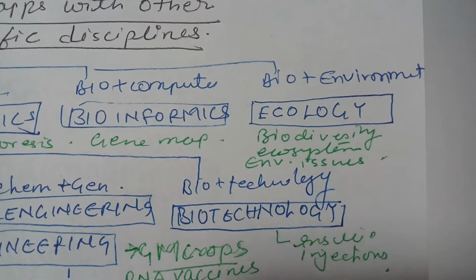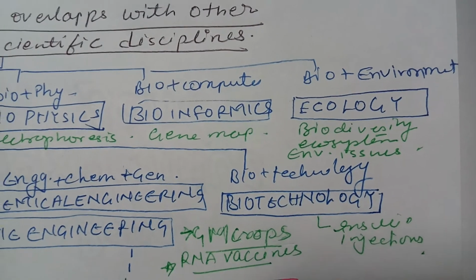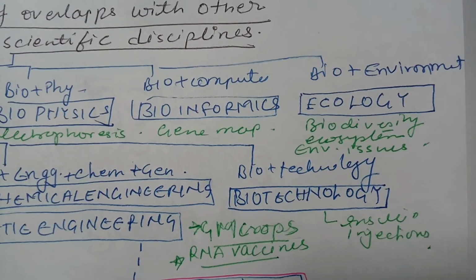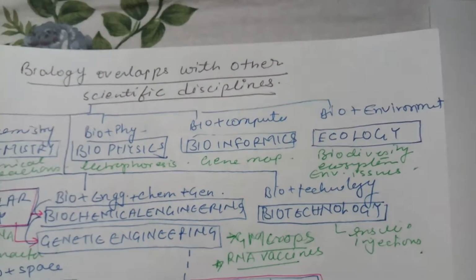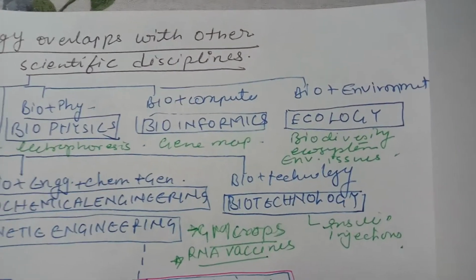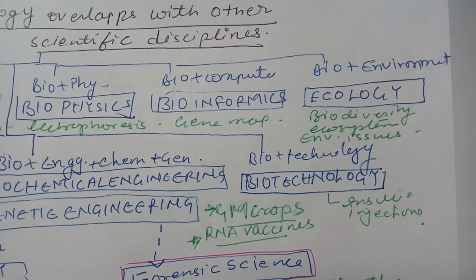Then we have biology plus environment. It talks about the interaction of life with another life, that is the biotic component, the interaction between two living organisms, as well as the interaction of living organisms with the abiotic component of the environment.